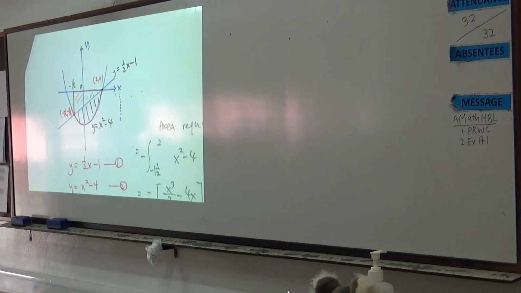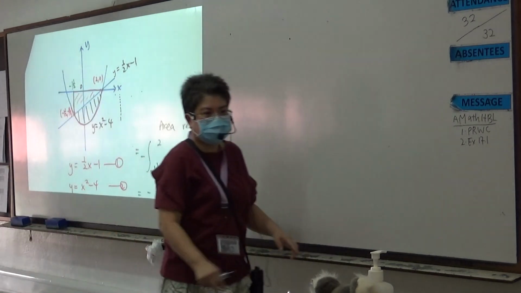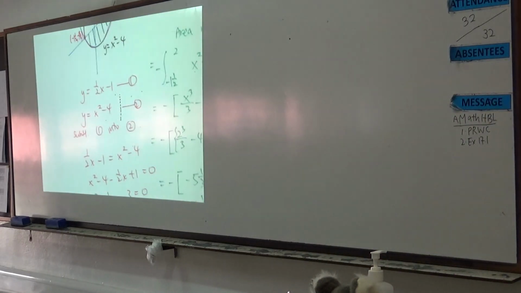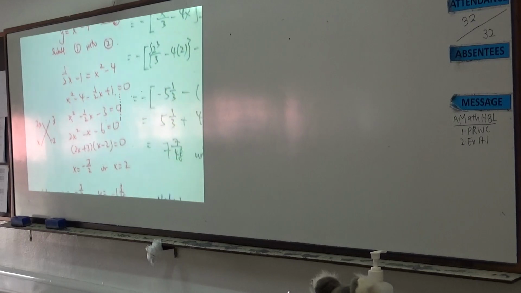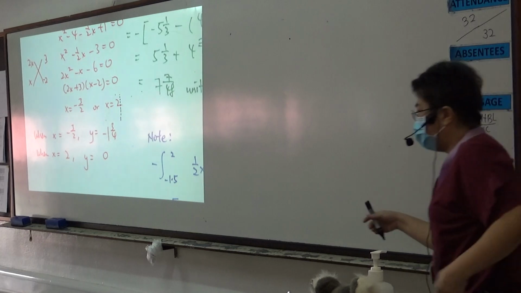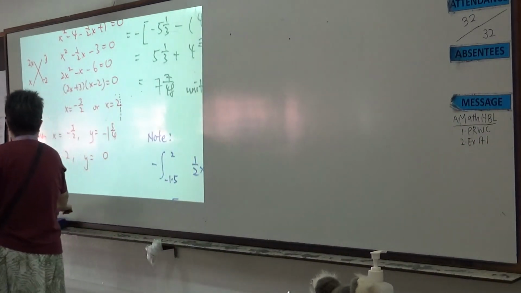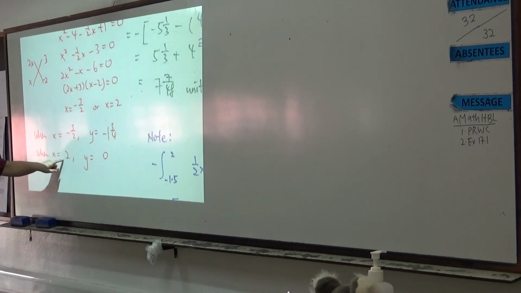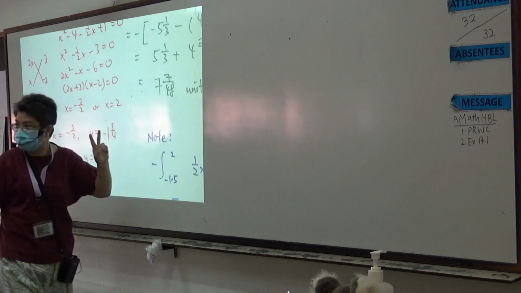What must I do to get the coordinates? Solve the simultaneous equations. Agree? Okay, solve the simultaneous equations. So you will see that y equals half x minus 1 and y equals x squared minus 4. I will solve. I definitely will solve. Can you see? I solve until here. Can you see it? Okay, that means you're supposed to do the hard work. Then I will say when x is this, what is y? When x is this, what is y? Okay, I will get the two coordinates.